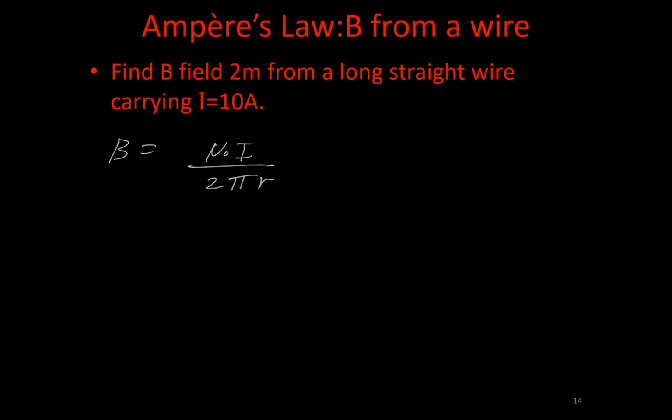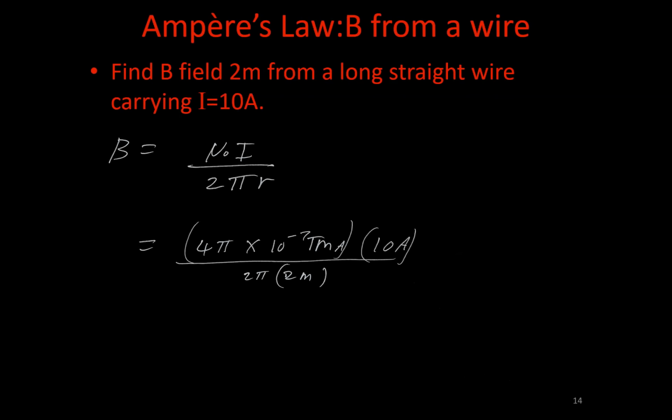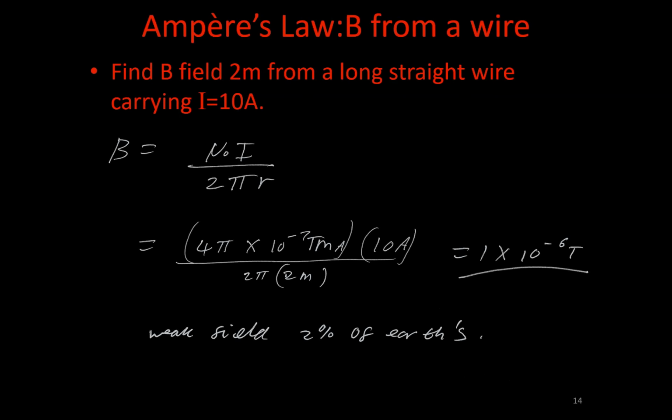So, using Ampere's law, B here will be mu 0 I over 2 pi r. Our r is 2 m and our I is 10 amps. Substitute in, and we will end up with 1 times 10 to the minus 6 Tesla. Now this is a 10 amp current, which is fairly high, and remember, Tesla is a very big unit. So 10 to the minus 6, or a millionth of a Tesla, about 2% of the Earth's magnetic field value, is a relatively weak field.